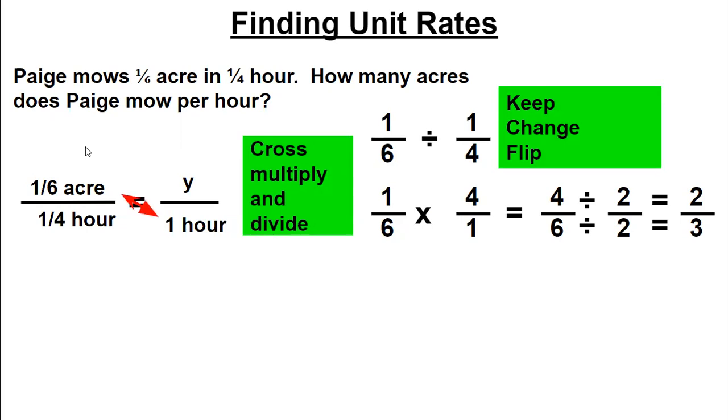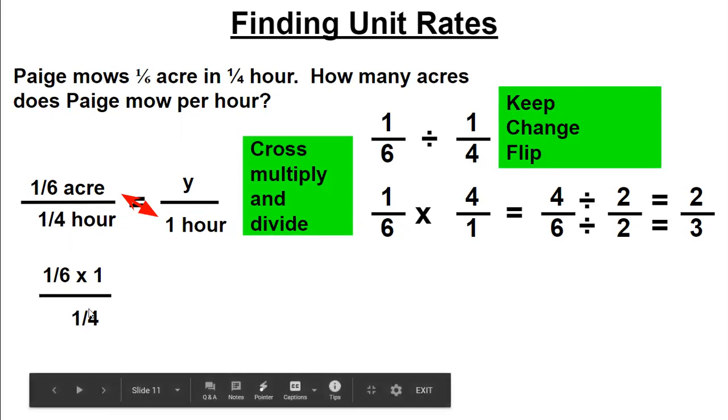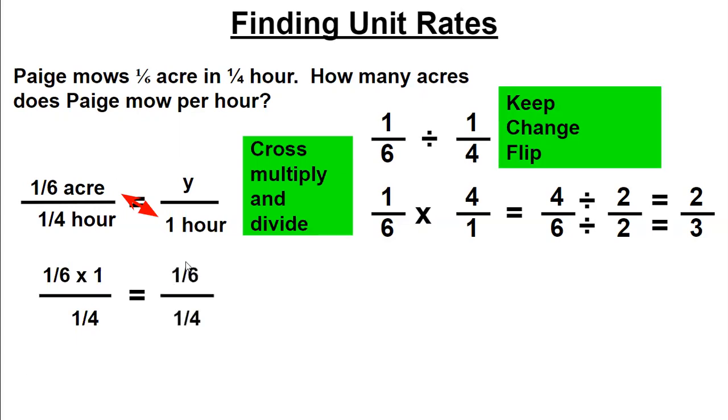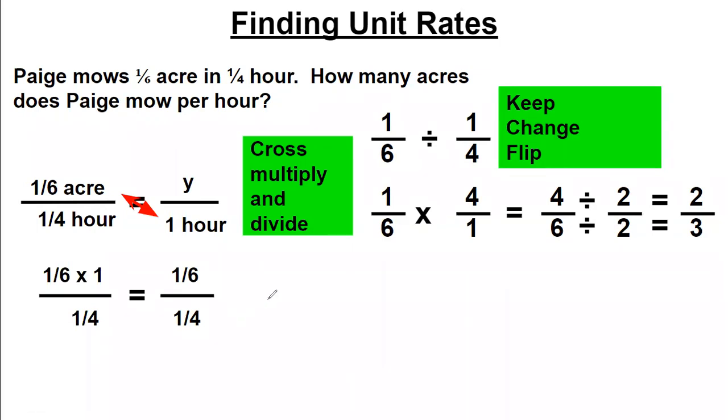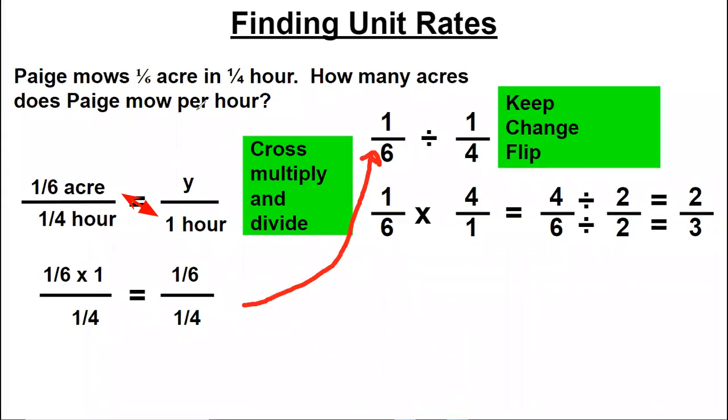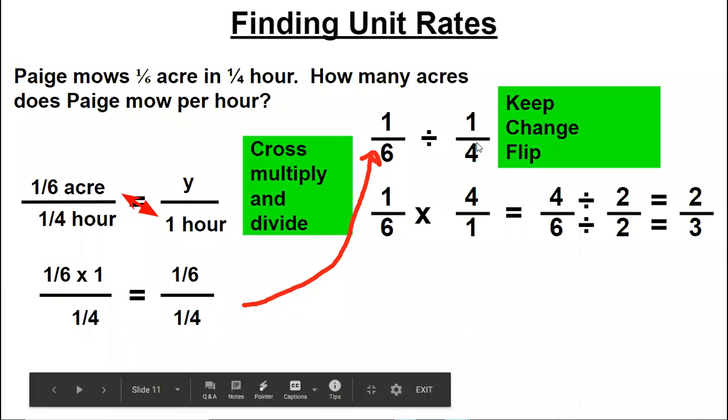So 1/6 times 1 hour is just 1/6, isn't it? Yes. So, I put it down there. Okay, so 1/6 times 1 on the top divided by 1/4 of an hour on the bottom is equal to 1/6 on the top divided by 1/4 on the bottom. And now I'm going to divide. So I have 1/6 divided by 1/4.